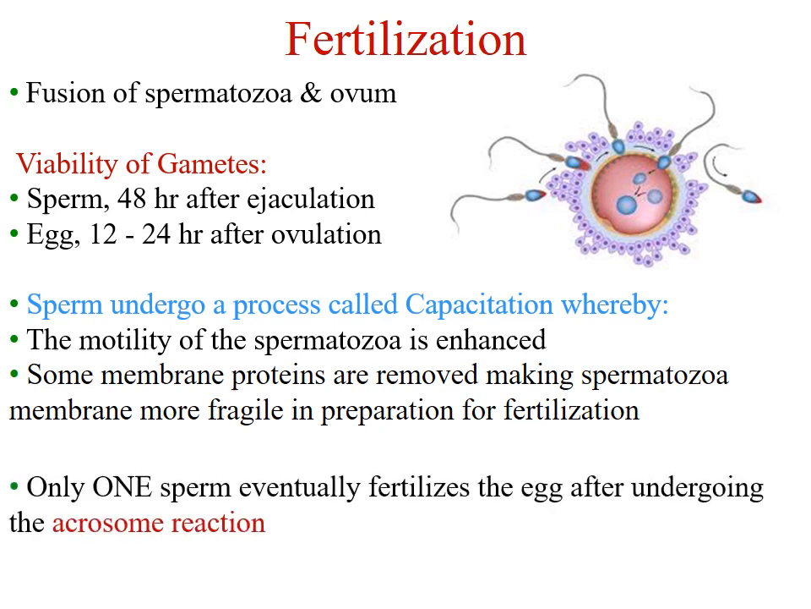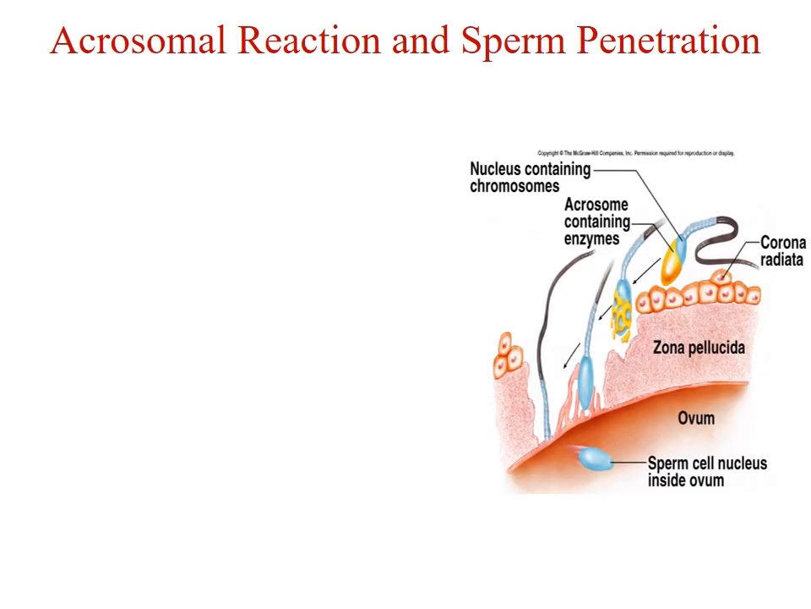Only one sperm eventually fertilizes the egg, and that will undergo an acrosome reaction. It has a head region with the enzyme, which is the acrosome. Here you can see the head region dissolving the layers and entering, and finally the nucleus will be ejected inside the ovum, and that process is called the acrosomal reaction. So, acrosomal reaction and sperm penetration, you can see here also.